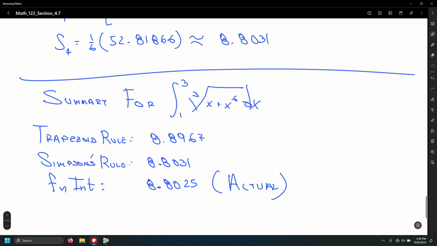So again, Simpson's rule for sure improves the approximation to the actual value by a lot. I mean, from 8.8031 to 8.8025, there's a difference of, what is that? 0.0006, right?